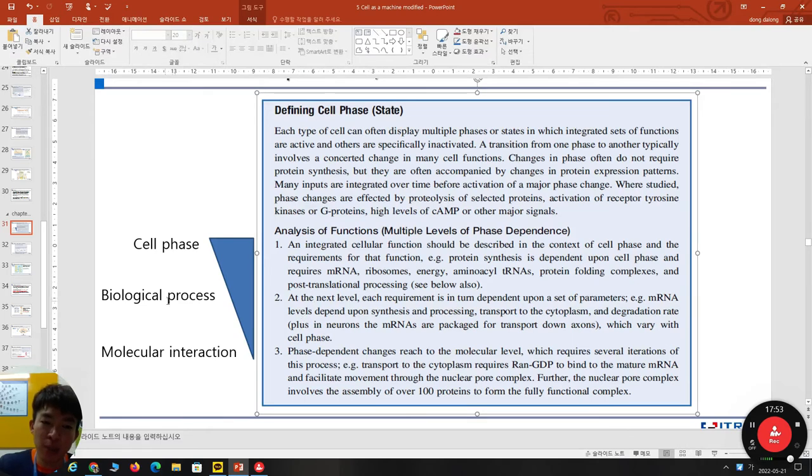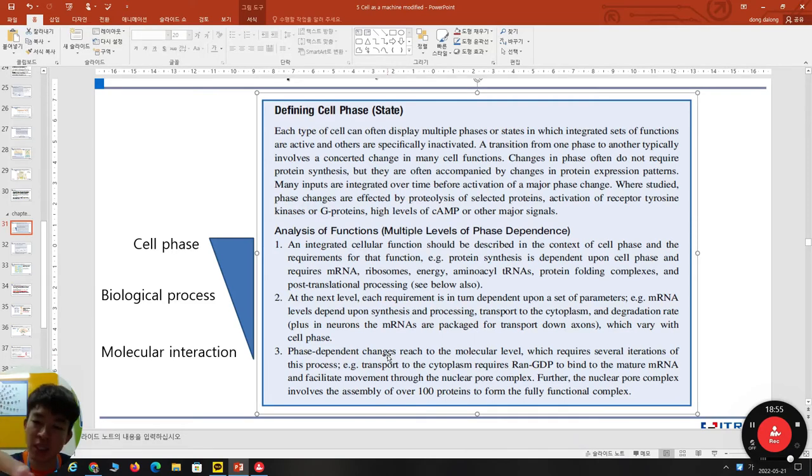And then after knowing the biological process, you can try to know how they integrate in molecular interaction. For example, phase-dependent change reaches the molecular level, which requires several iterations of this process. Transport to the cytoplasm requires Ran GTP to bind the mature mRNA and facilitate movement through the nuclear pore complex. Further, the nuclear pore complex consists of about 100 proteins to form the fully functional complex. So always think first about which stage your cell is in, G0, G1, or S phase. And next, which kind of biological process is important during the G1 phase? Let's say mRNA transcription. And then how mRNA transcription leads to protein production.